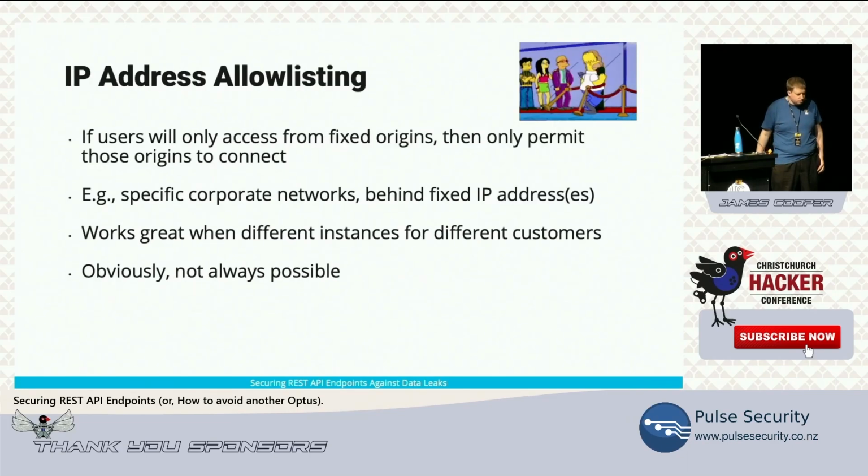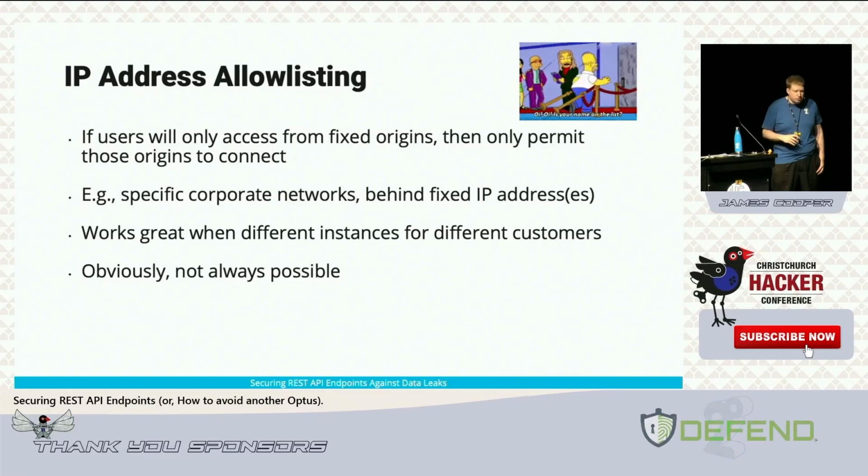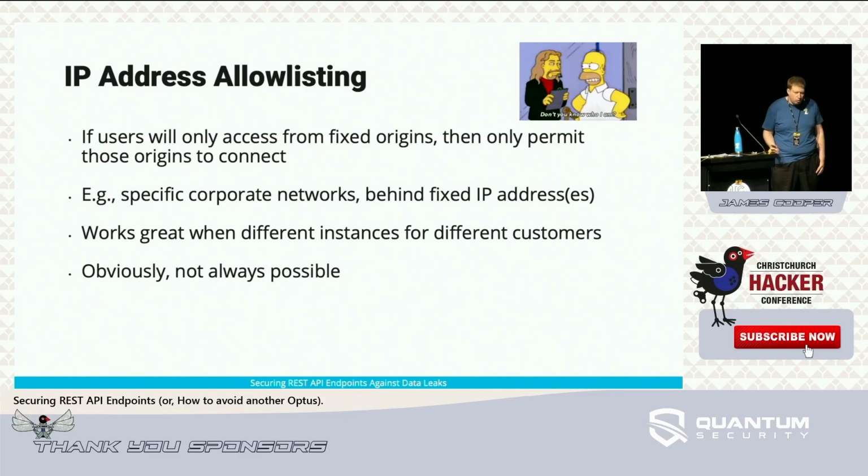Right, next slide, please. Okay, so IP address allow lists. I say IP address, but basically anything you can use to identify the relevant users. So the users are only going to be connecting from some fixed origin, for instance, a corporate network, then only ever allow those origins to connect. Anyone else not coming from that origin, you don't even talk back to them. You don't acknowledge it. They send something to you, you just never respond.